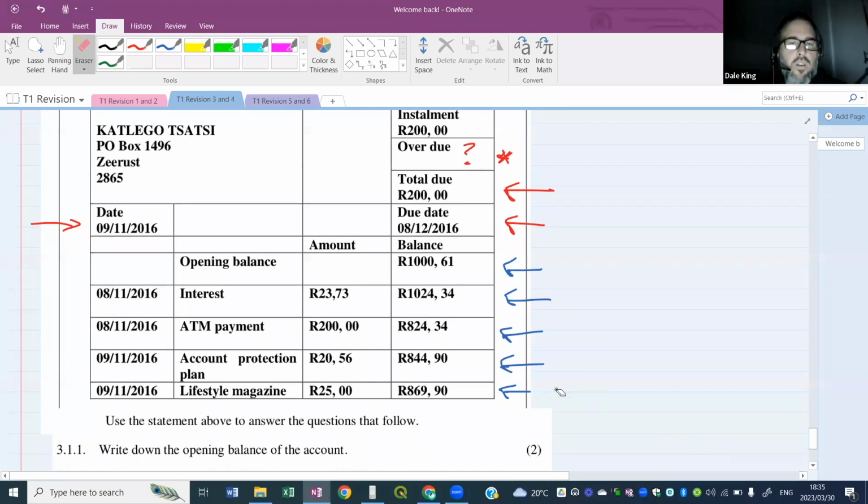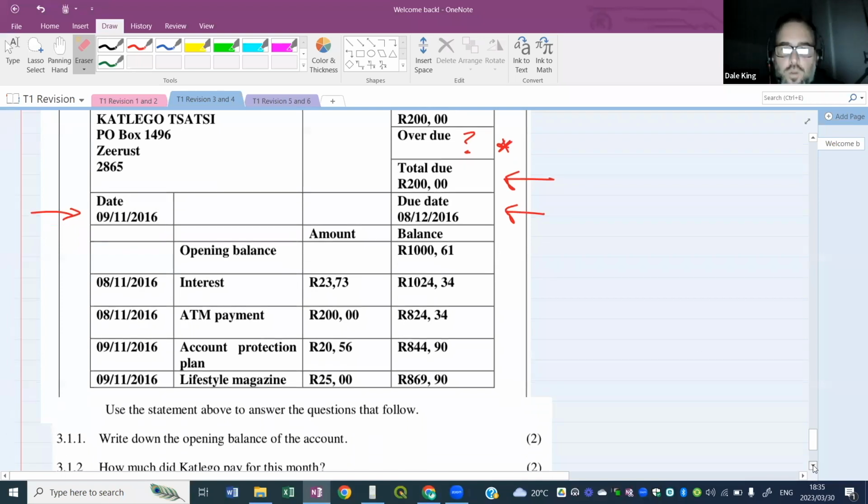All right, we're not even going to answer this one. It just says write down the opening balance of the account. That's an easy 2 marks. So you're going to write down 1,061 cents. Okay, so that's the first question there. What is the opening balance? 1,000 Rand and 61 cents. Okay, let's get to the real questions.